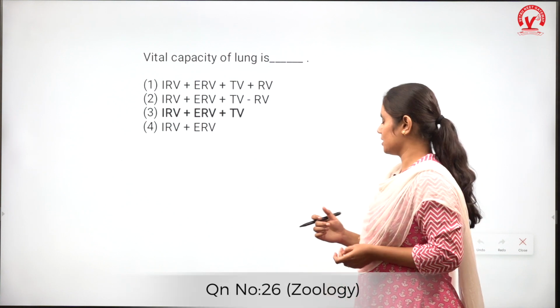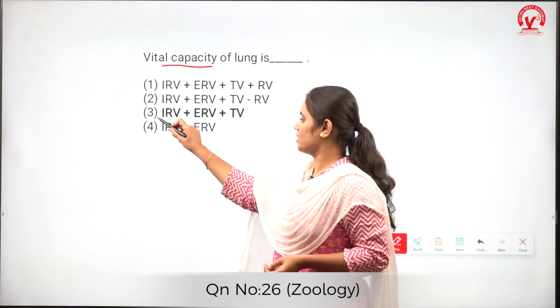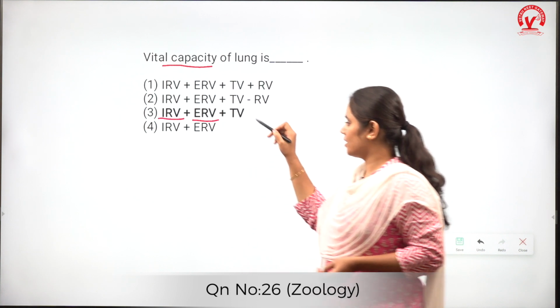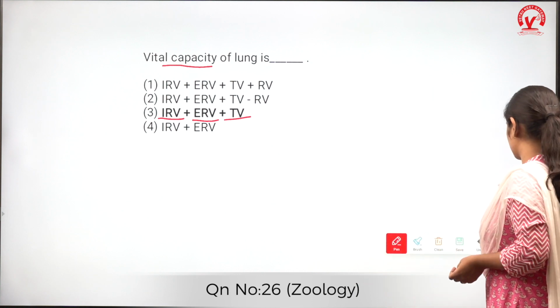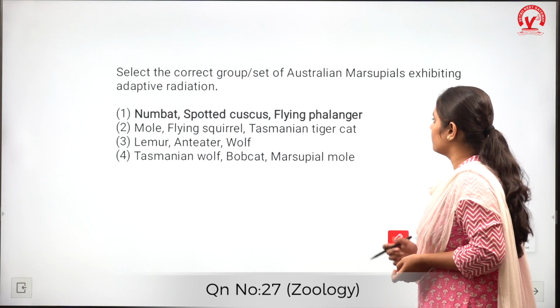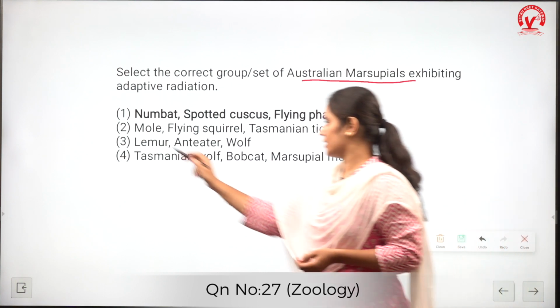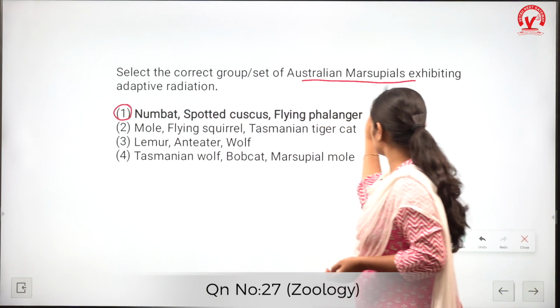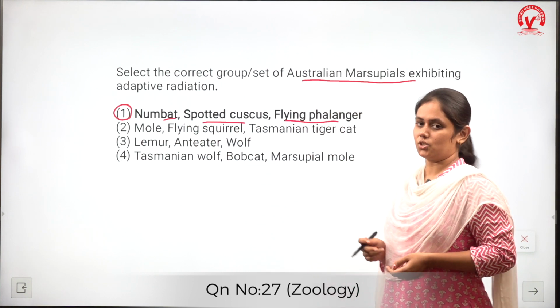Vital capacity of lung is, they have asked the vital capacity of lung. So, the answer will be IRV inspiratory reserve volume plus ERV expiratory reserve volume plus TV tidal volume. So, the answer is option 3. Select the correct group or set of Australian marsupials exhibiting adaptive radiation. So, they have asked the Australian marsupials. So, the answer is numbat, spotted cuscus and flying phalanger, option 1.